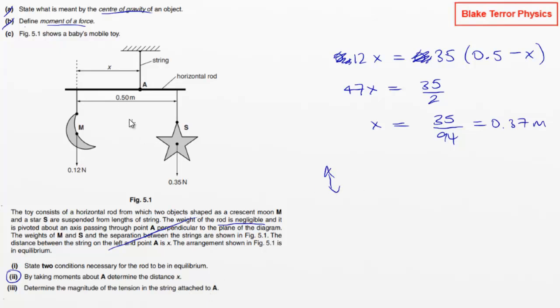By determining the magnitude of the tension in the string attached to A, well, we just resolve vertically, so we don't have to worry about moments. Sometimes when people get into doing moments, they get so obsessed with them they forget about the other part of equilibrium, that we can resolve horizontally and vertically and everything's going to cancel out. Resolving vertically, the tension is going to have to be equal to 0.12 plus 0.35, because those are the ones going down and the tension's going up. So that is 0.47 newtons. Yep, so that wraps up this video.